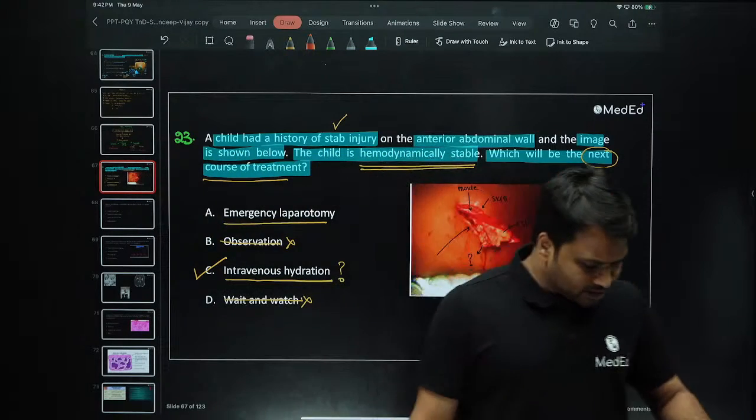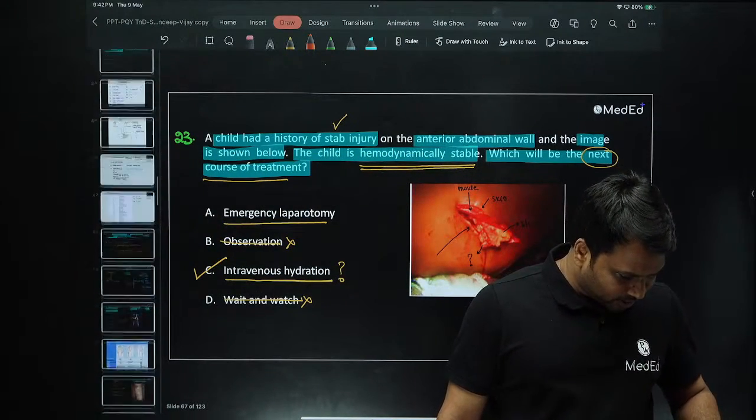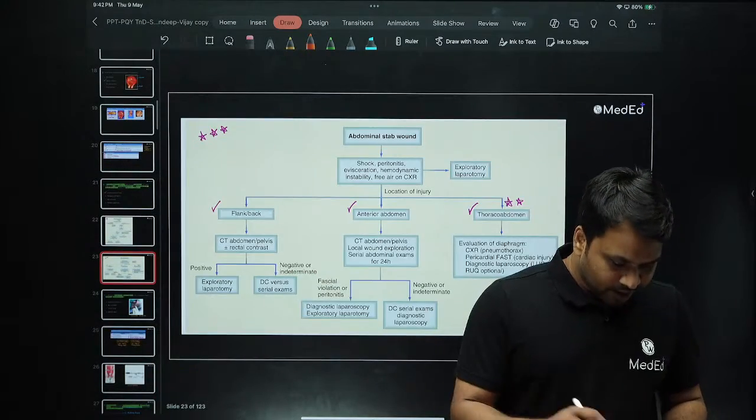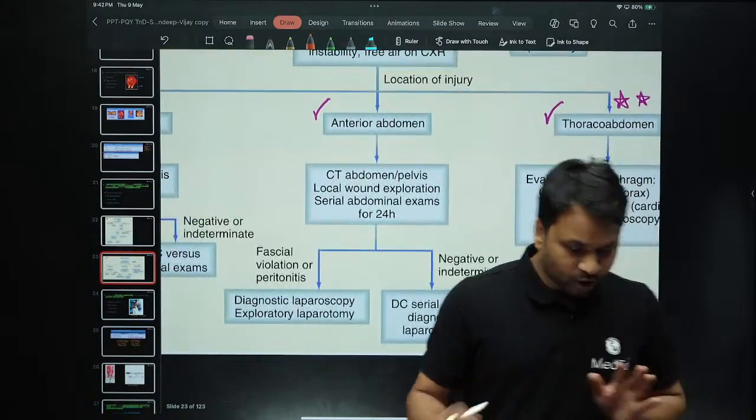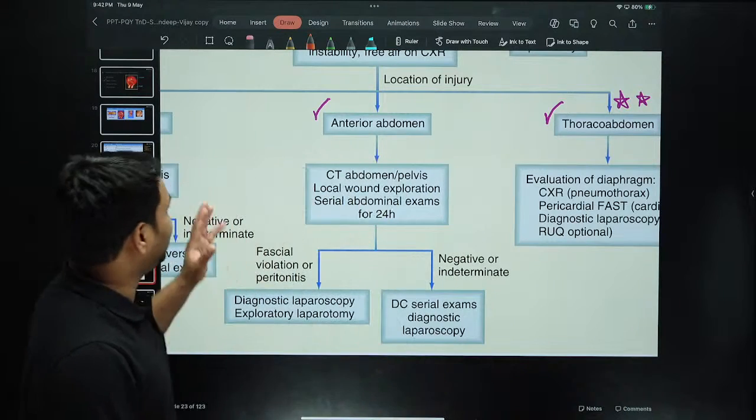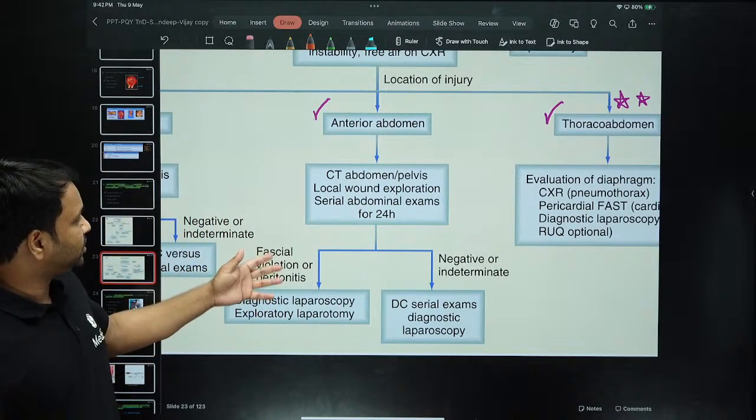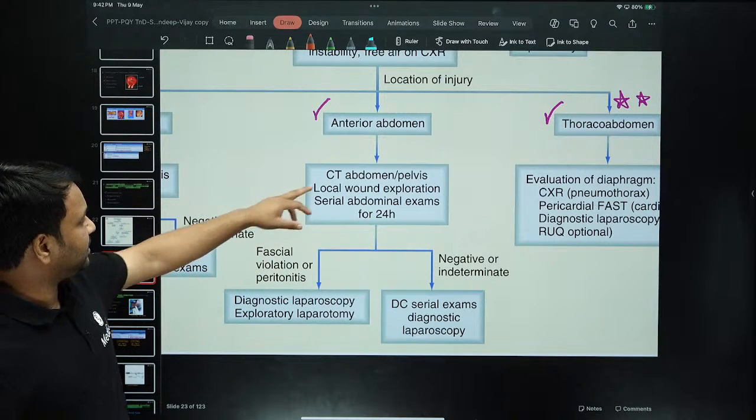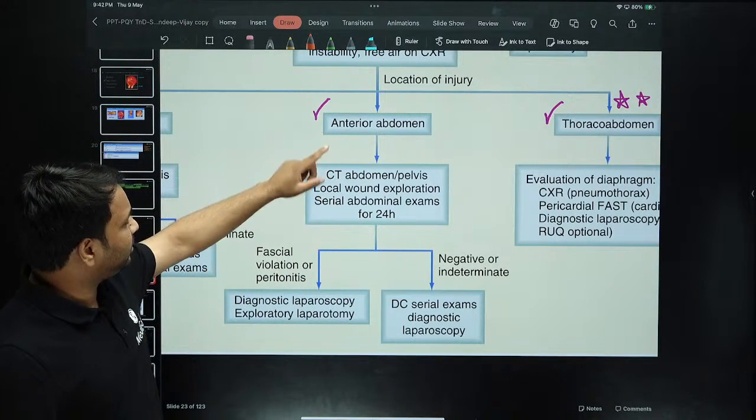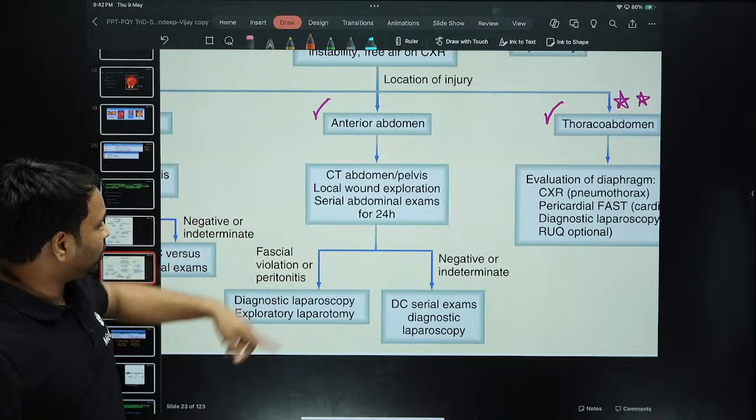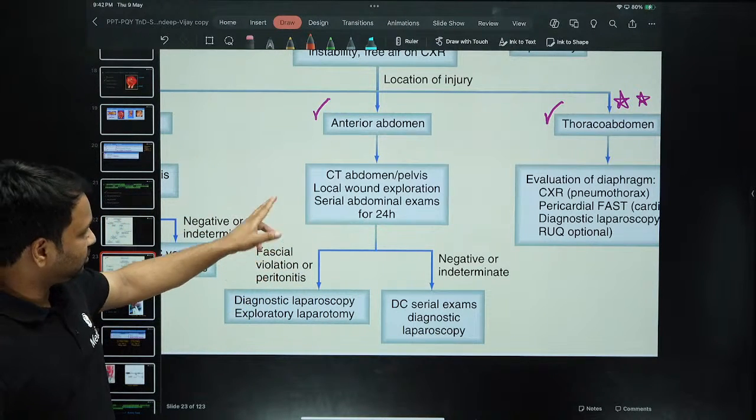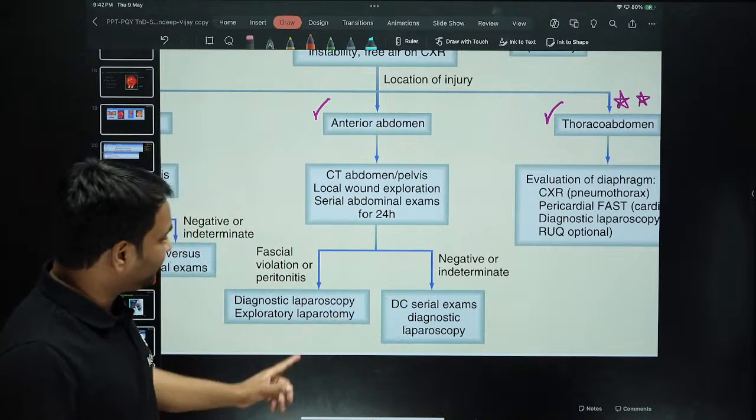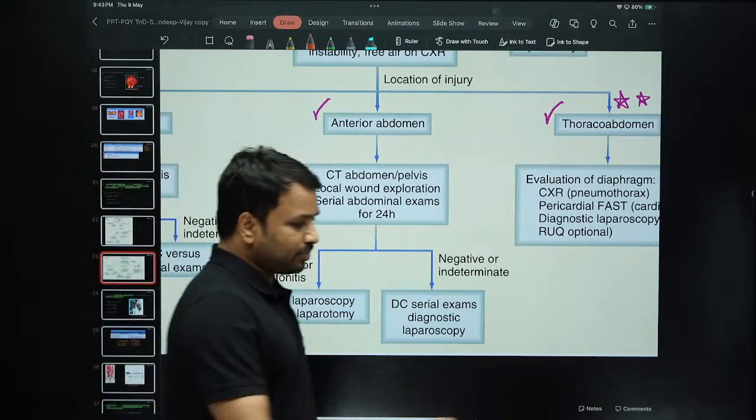Okay. As we have discussed before, I have the algorithm for you, and that's why specifically we have this question also. If it is the anterior abdominal wall that is being punctured, get a CT abdomen pelvis done, and on the CT you see whether to go with local wound exploration, diagnostic laparoscopy or exploratory laparotomy. If imaging is negative, then you'll go with serial diagnostic laparoscopy.